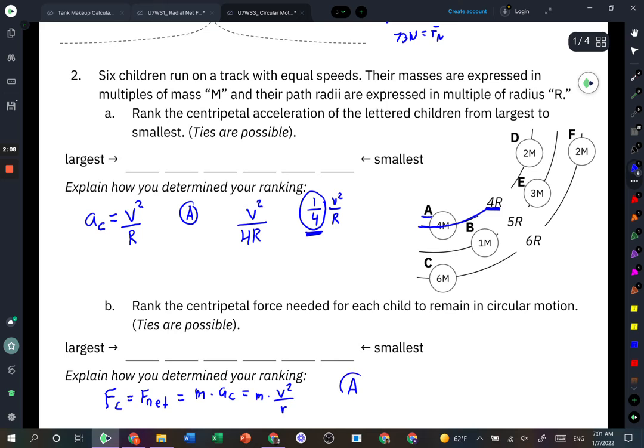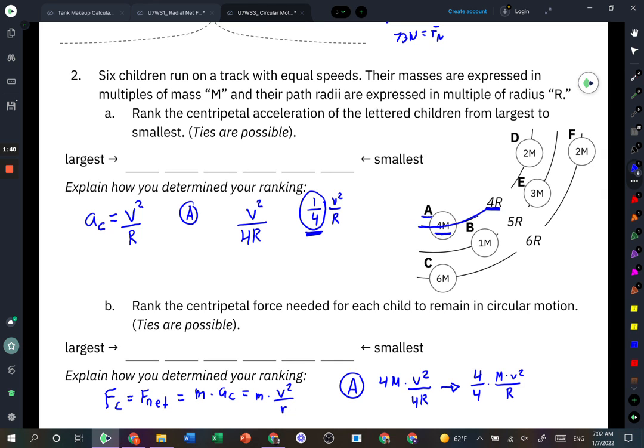So once again, I'm going to go with runner A. Runner A has this mass of 4m. 4m times the v squared, because their speed is constant, so it's staying as a v, divided by their radius of 4r. Now, in this case, I'm just going to rearrange this and give me my prefix. It's 4 divided by 4 times our m times v squared divided by r.